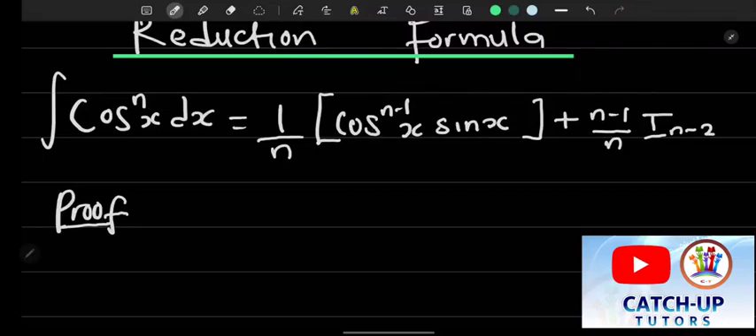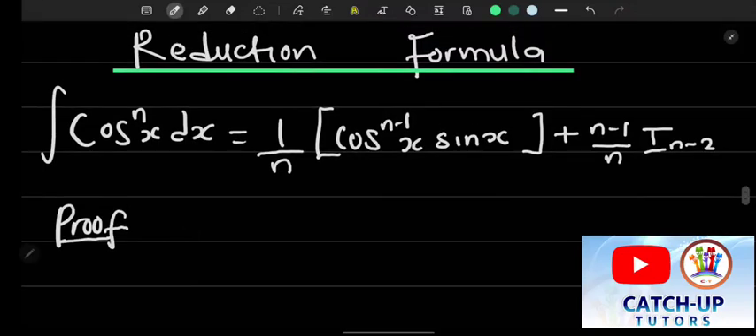Alright guys, in today's class I'm gonna prove the reduction formula, and let's see how you're gonna obtain this formula.